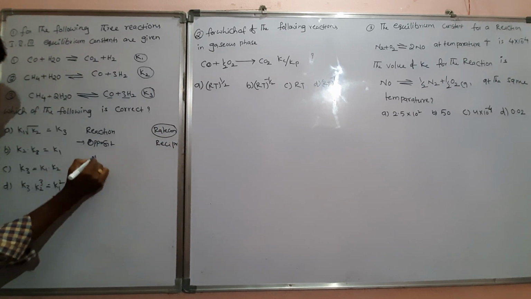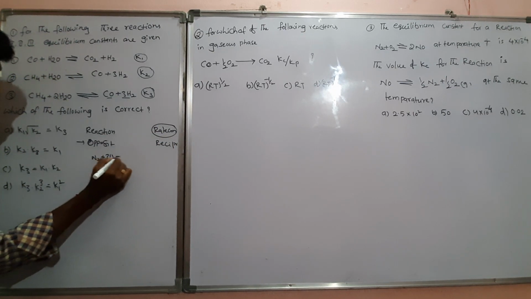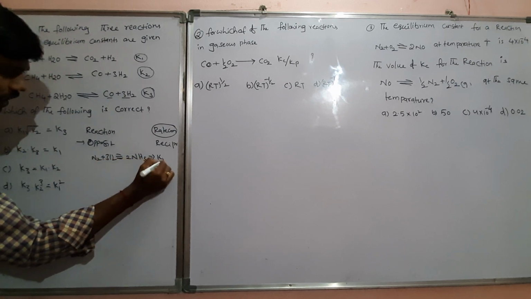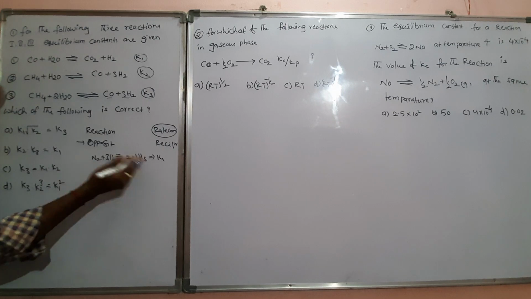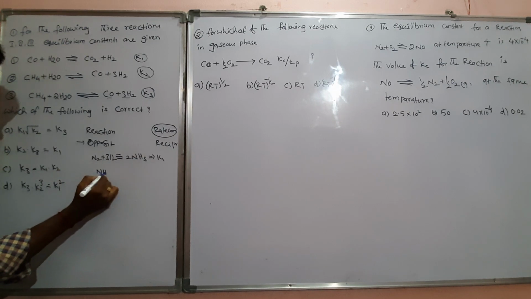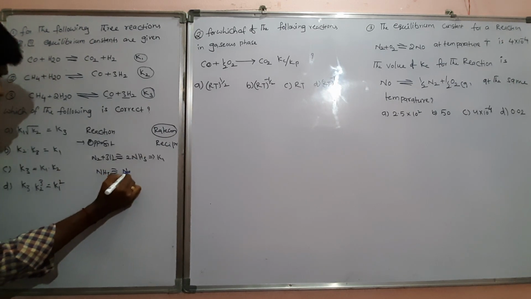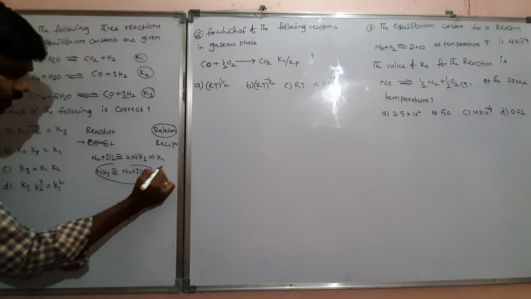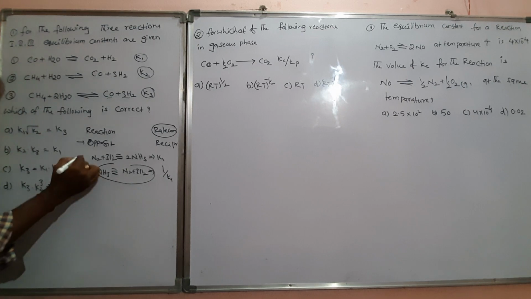For example, N2 plus 3H2 gives rise to NH3. For this, the equilibrium constant is K1, right? So when I take the opposite reaction, meaning decomposition of ammonia, 2NH3 gives rise to N2 plus 3H2, in such case its equilibrium constant will be 1 by K1. This is the first point.